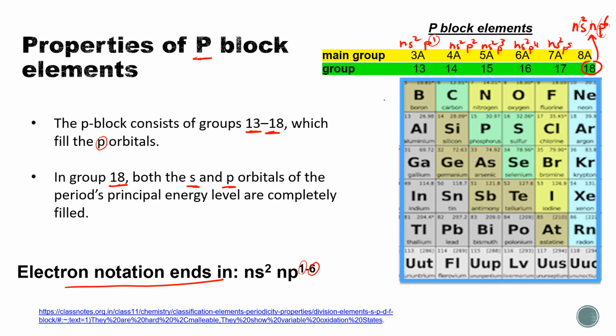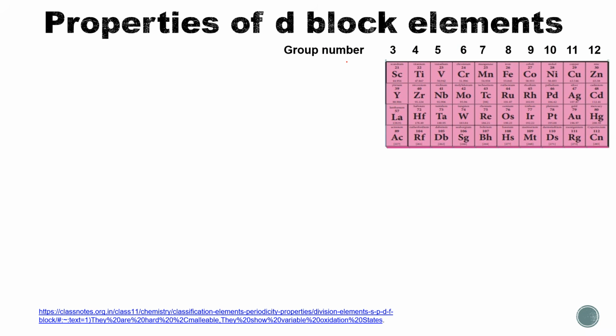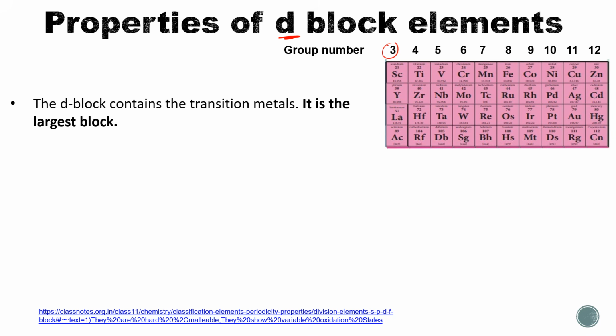All right? As easy as that. Now, if we go to block D in the periodic table, which is also called the transition metals, it is the largest block. It has most of the elements. Okay, it's the largest block in the periodic table.